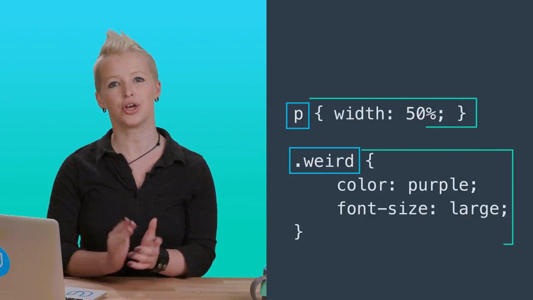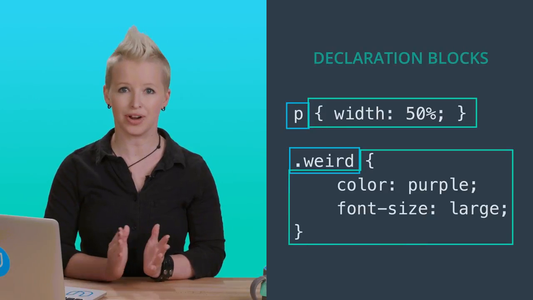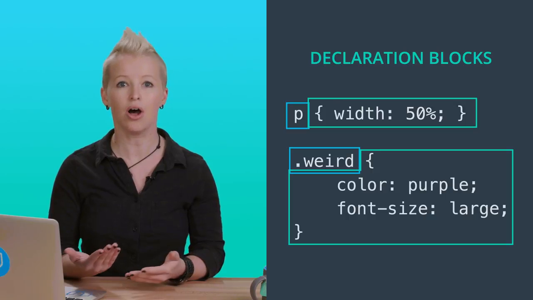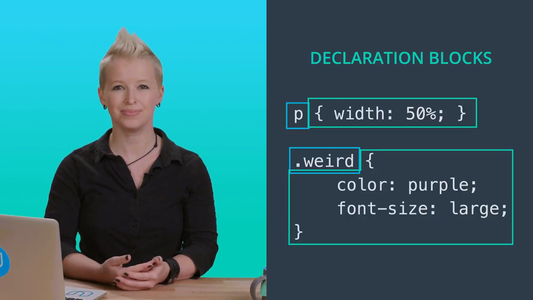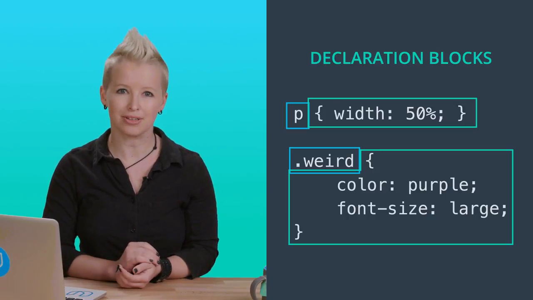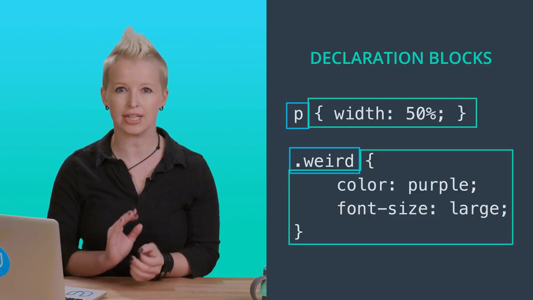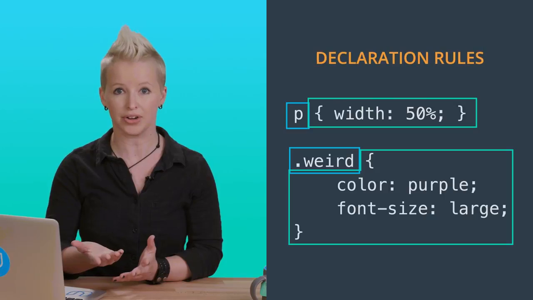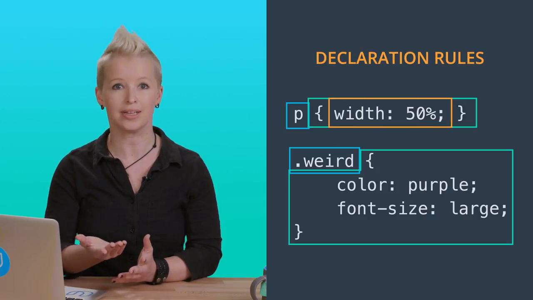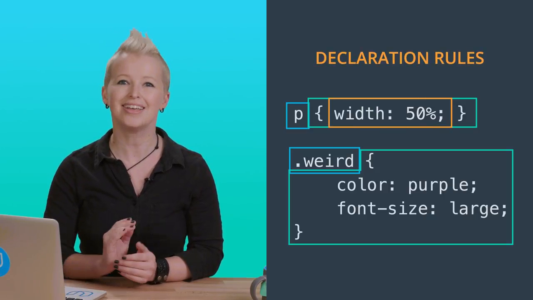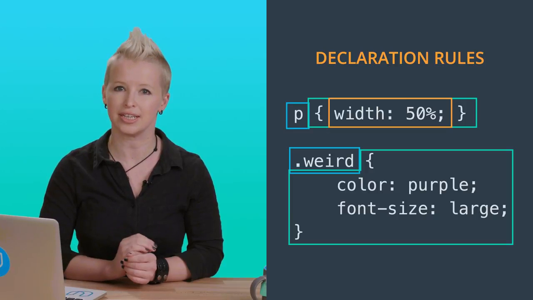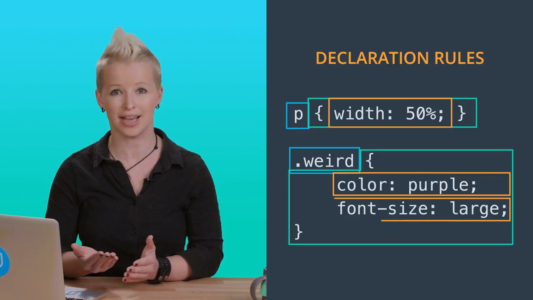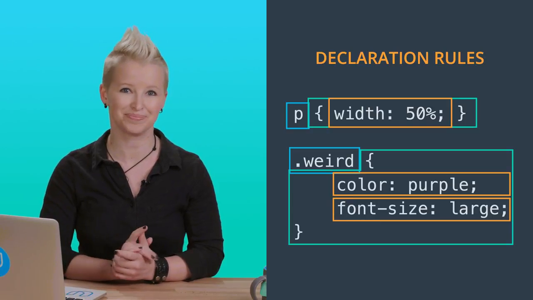The part inside the curly braces is called the declaration block, and it consists of one or more declarations, also called rules. Each declaration tells the browser to make one specific change to the style of the selected elements. Like, here's a declaration, width, 50%. This block has two declarations in it, color, purple, and font-size, larger.